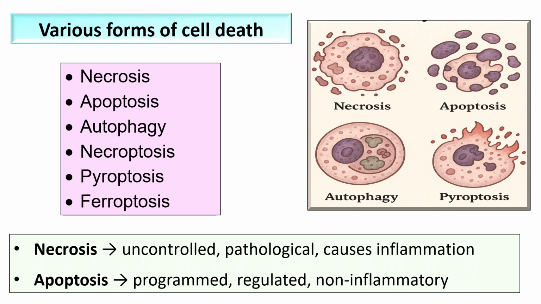What is necrosis? It is an uncontrolled pathological form of cell death which causes inflammation, and apoptosis is programmed regulated cell death which is not associated with inflammation. Among all forms of cell death, necrosis and apoptosis are the most common forms of cell death.